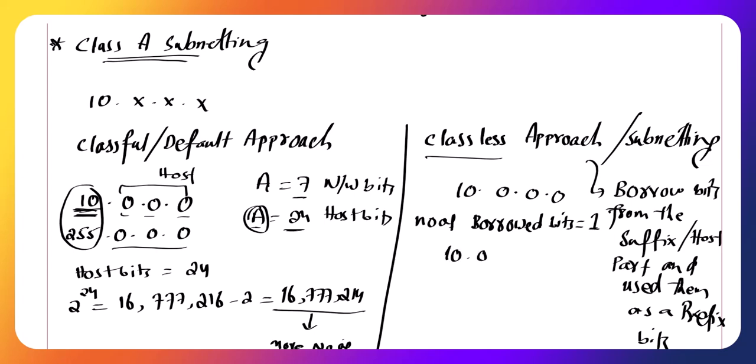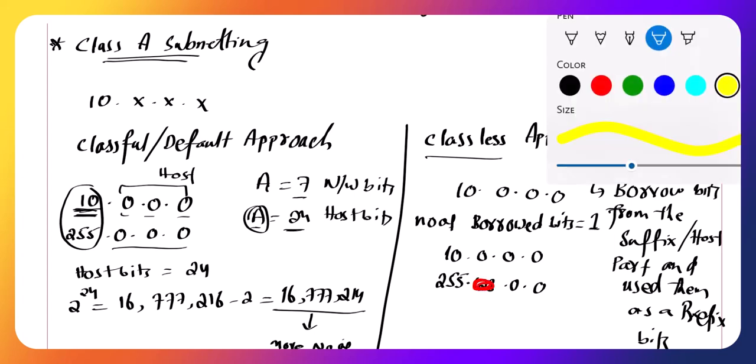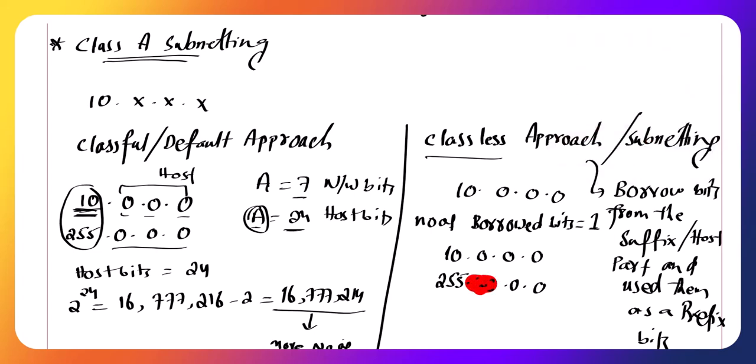How do you know that we borrowed 1 bit? From the subnet mask. Same IP address, with subnet mask 255.128.0.0. So this 128 says this is the borrowed bit. The borrowed bit means we borrow 1 bit from the second octet, and we represent it by the subnet mask, and that's why the subnet mask value is 128.